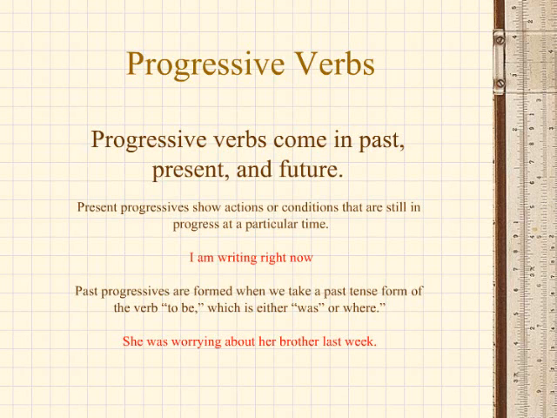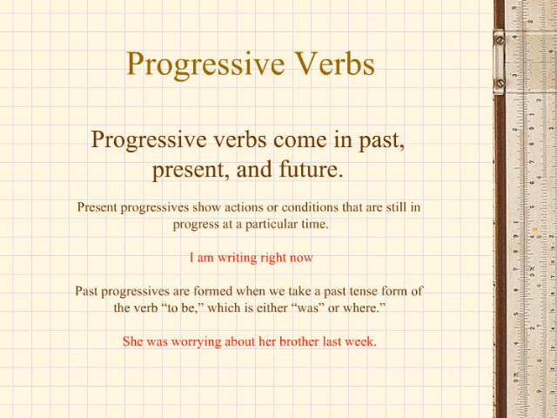In all three of these examples, you see a form of the verb to be, followed by a verb ending in ing. But what are present progressive verbs used for? We use present progressives to show actions or conditions that are still in progress at a particular time. For example, I am writing right now. Am writing is the present progressive form of the verb to write in this example. We can also use present progressive verbs to indicate a fixed plan in the near future. For example, I am going to San Francisco on Sunday.